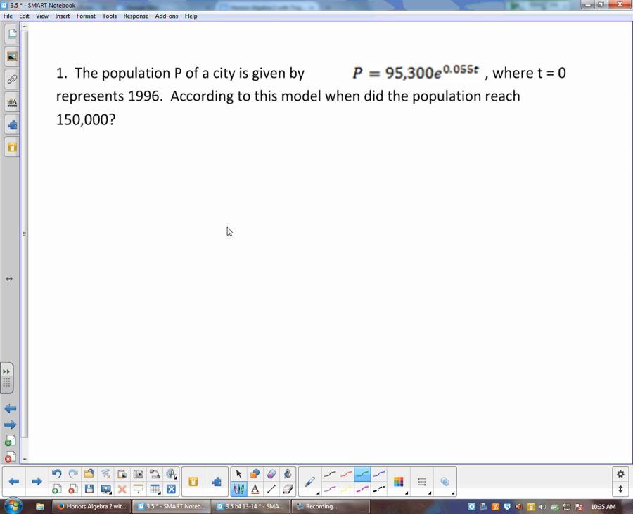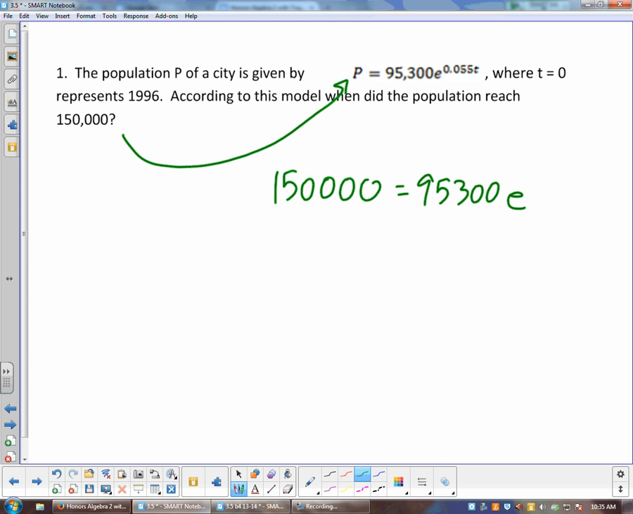All right, 150,000 is going to go in for the P value here. So we're going to have 150,000 equals 95,300 e to the 0.055 t. Do you feel confident that you will be able to solve this on your own? All right. You're going to divide by 95,300, rewrite it in logarithmic form, and so on.